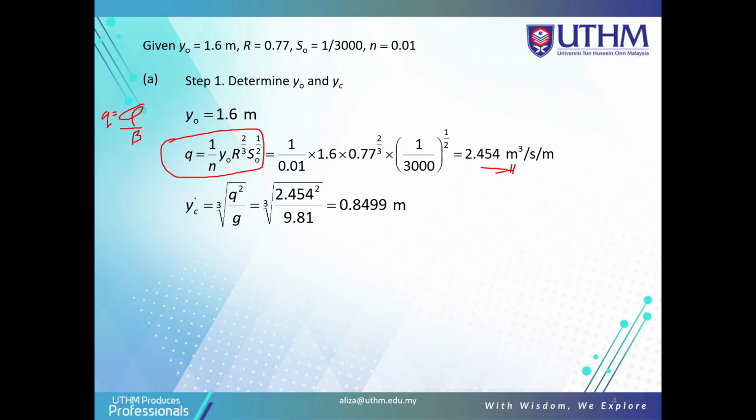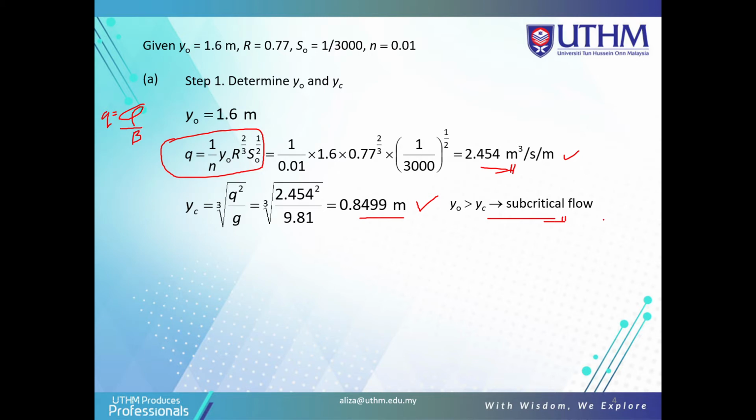Now you use the formula of yc for the rectangular channel, and put all the values here until you get the value of 0.8499 meter. So we get the yc. We know that y naught is 1.6 and yc is 0.8499 meter. So y naught is more than yc, so this is subcritical flow.